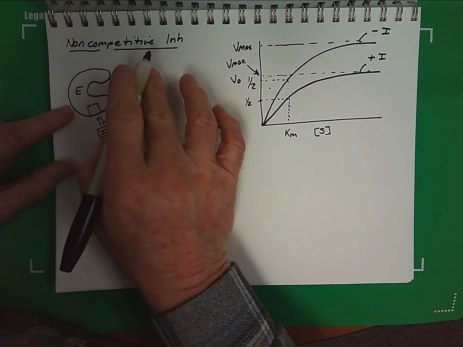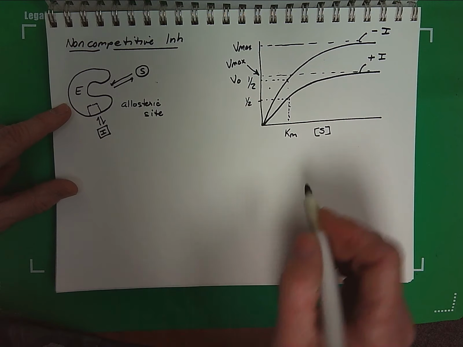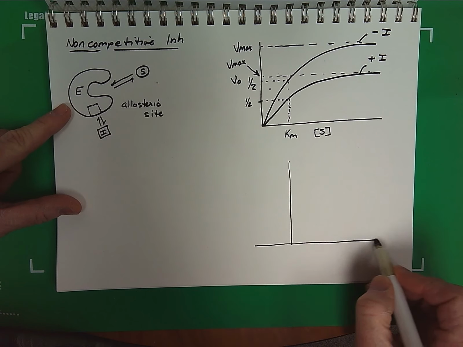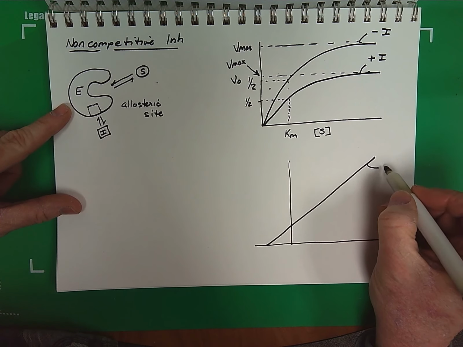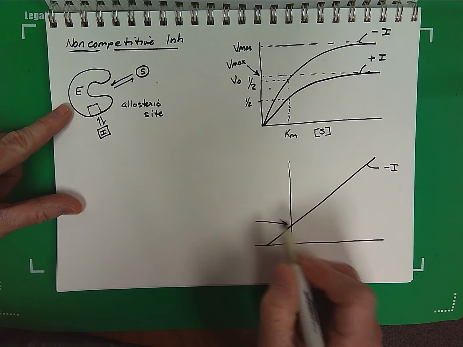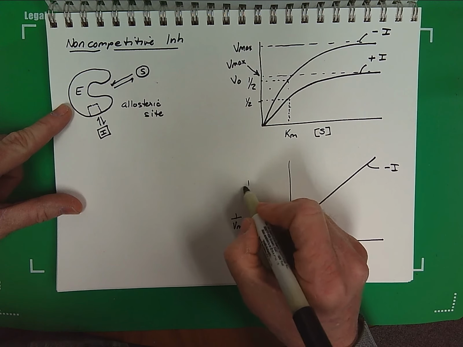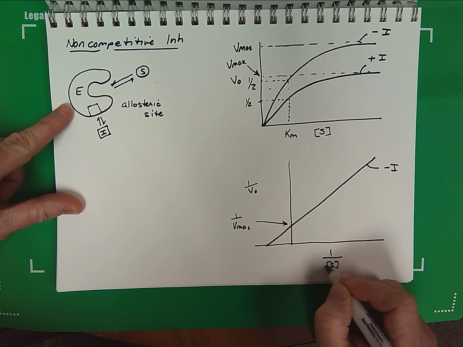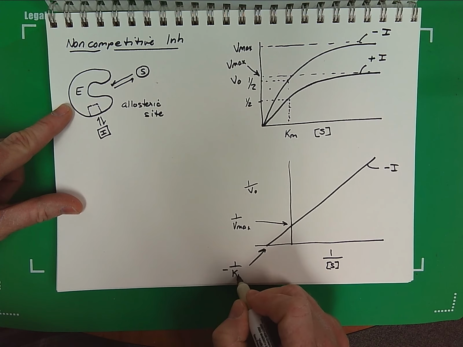So under these conditions, with non-competitive inhibition, let's draw our Lineweaver-Burk plot. This, of course, is minus inhibitor, our control. Here is our 1/Vmax. We're graphing, of course, 1/V0 versus 1/substrate concentration. Here is our negative 1/Km.